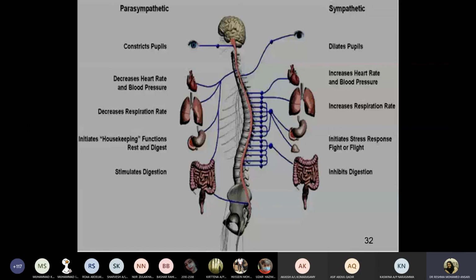So this is just to tell the same difference. I put it in a figure. Sympathetic dilates the pupil, increases heart rate, blood pressure and breathing. It is the stress response, and it prevents digestion. Whereas parasympathetic constricts the pupil. It will bring down your heart rate, your blood pressure, and your respiratory rate.